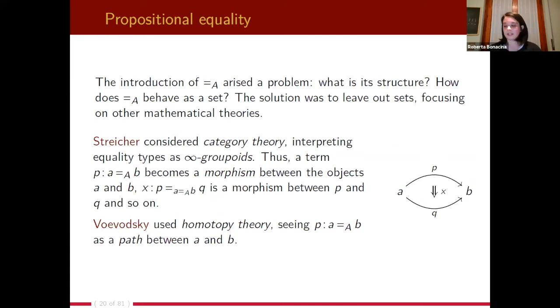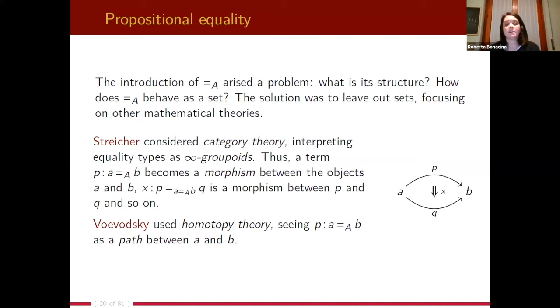We have seen the structure of the other canonical types, which was quite straightforward to analyze. This is not the same for equality. People wondered how equality behaves as a set, but the solution in this case was to focus not on sets but on other mathematical theories.